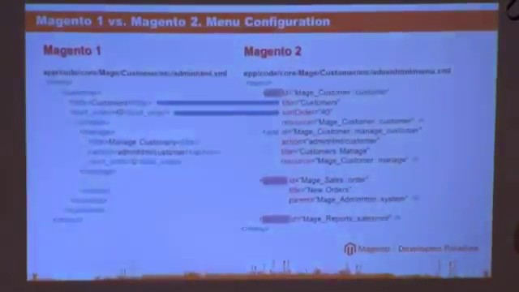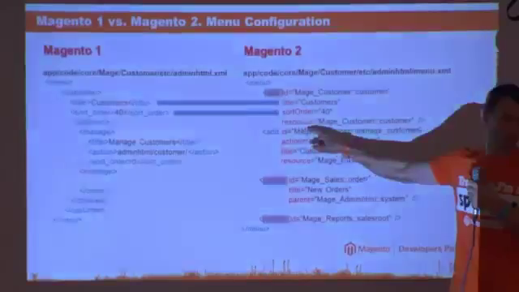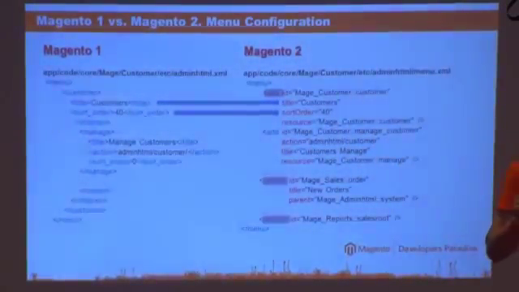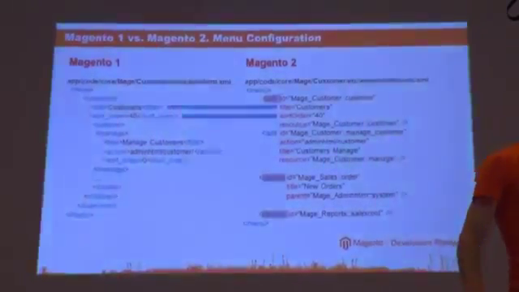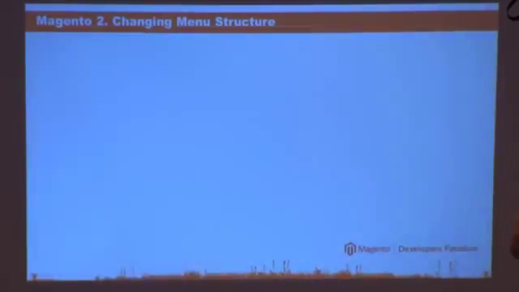In Magento 2, each menu item has to have a resource. What is a resource? A resource is an identifier of an ACL resource. This is a new required attribute for menu items in Magento 2. But you can change menu configuration in Magento 2 on a code level too.